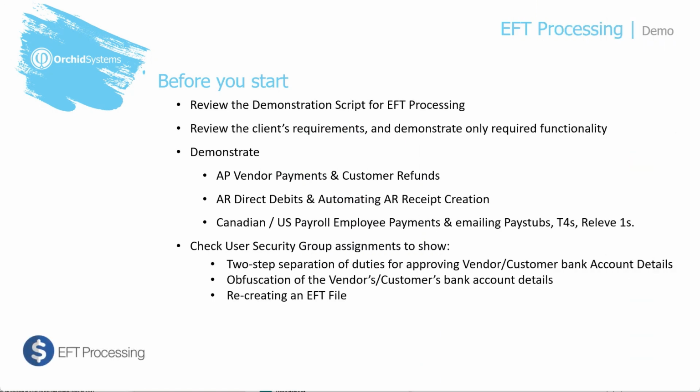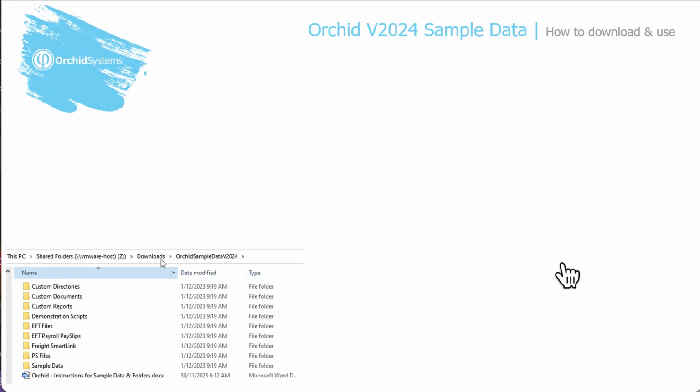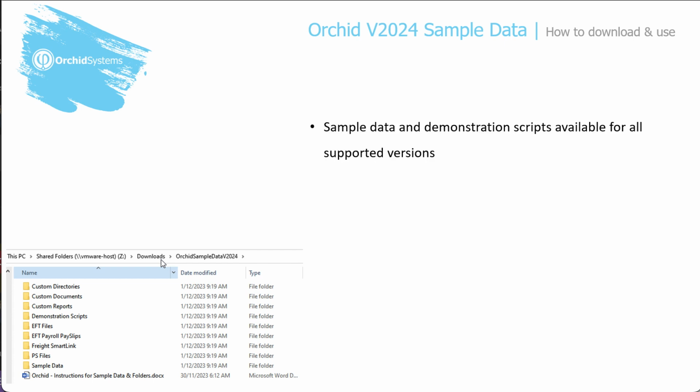And that gives you a quick demonstration of some of the features in EFT processing. We've seen how to download and use Orchid version 2024 sample data. It's available for all supported versions, so currently 2024, 23 and 22.